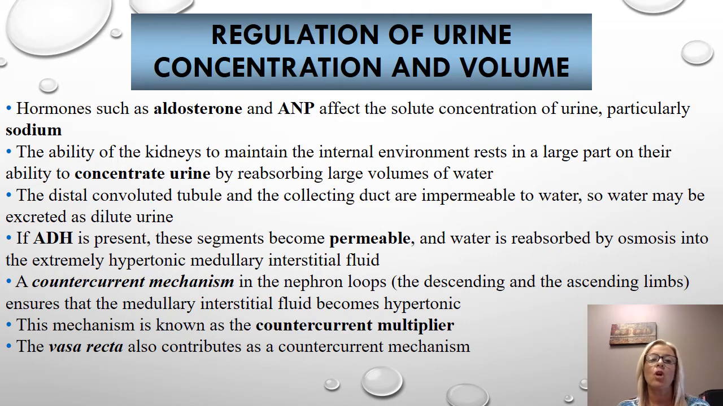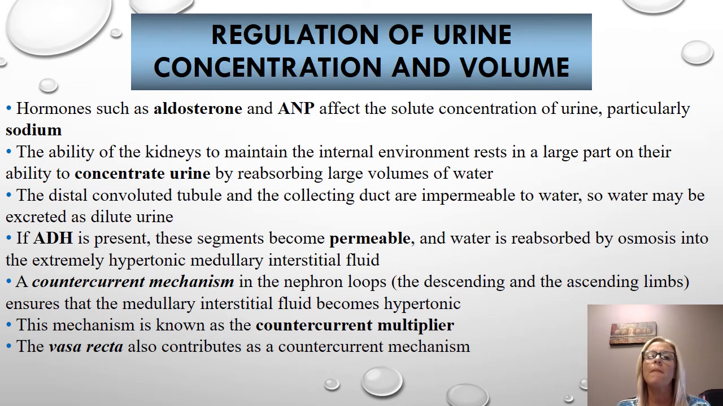We have a countercurrent mechanism, and countercurrent basically just means going in two different directions in the nephron loops, in the descending and ascending loops, and this helps us to make sure we have a hypertonic solution, okay? And so that means we have a lot of solutes. And this mechanism is called the countercurrent multiplier, by where we actually increase the number of ions, and this is also assisted by the vasa recta.